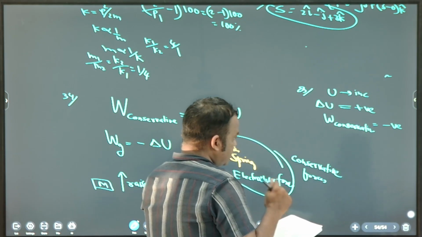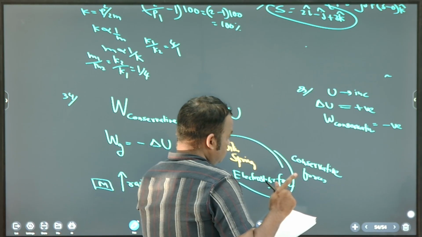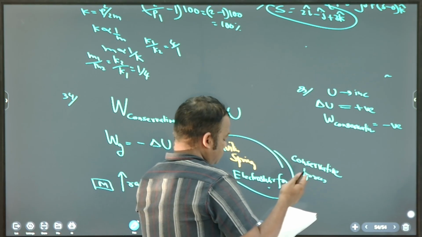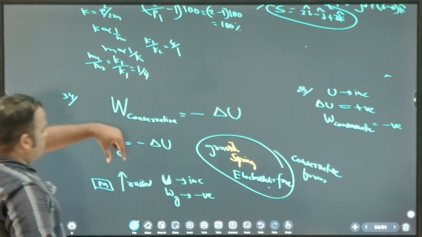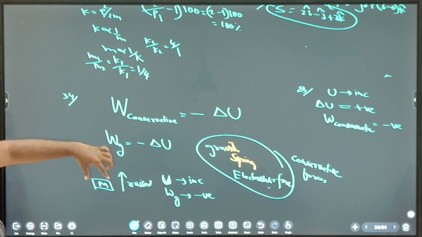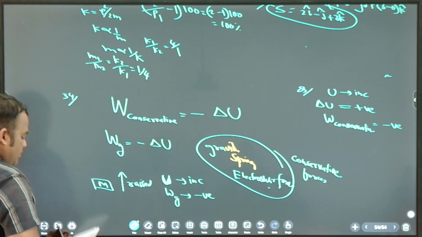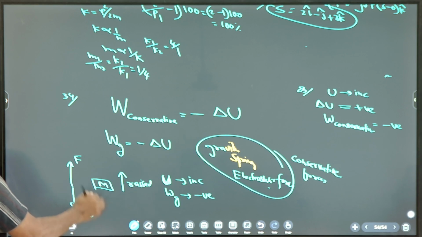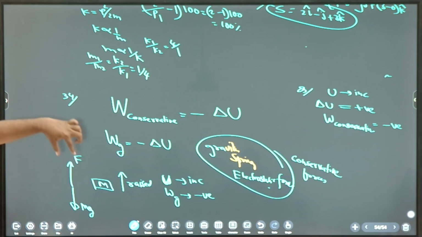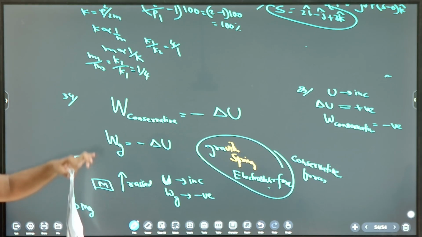If work is done on a system against a conservative force. See this object, mg is acting where? Downward, but you are moving it up. So your force is where? Your force is up. Mg is down. So you are doing work against gravity, correct or not? You are doing work against gravity. Like this, you are doing work against gravity.